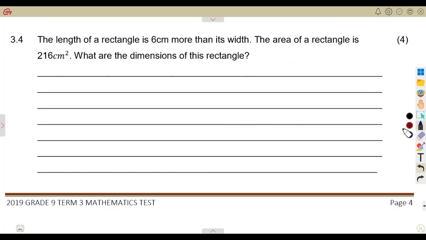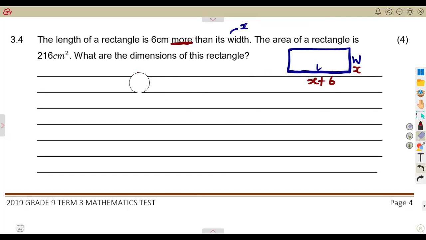The length of a rectangle is 6 centimeters more than its width. A rectangle, we have the width and we have the length. So they are saying the length is 6 centimeters more than the width. So let the width be equal to x. If the width is x, the length, since it is 6 more, means add 6 plus x, which is the same as x plus 6.